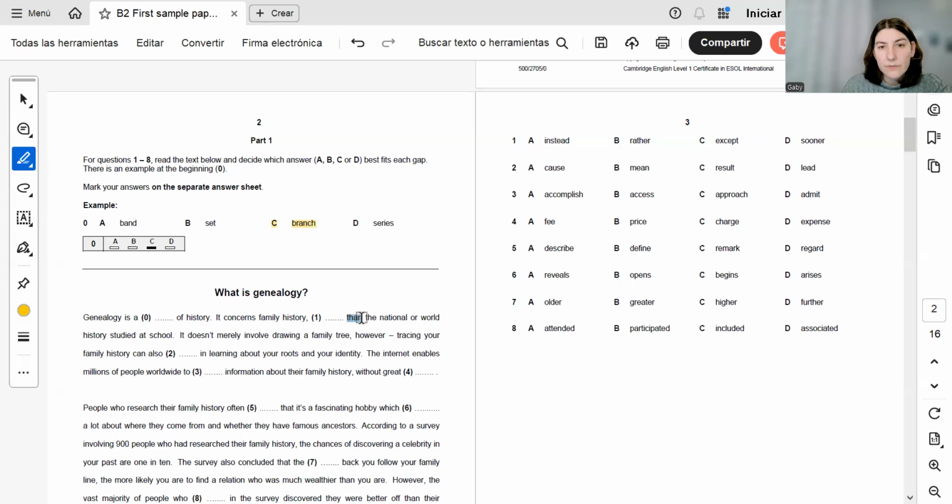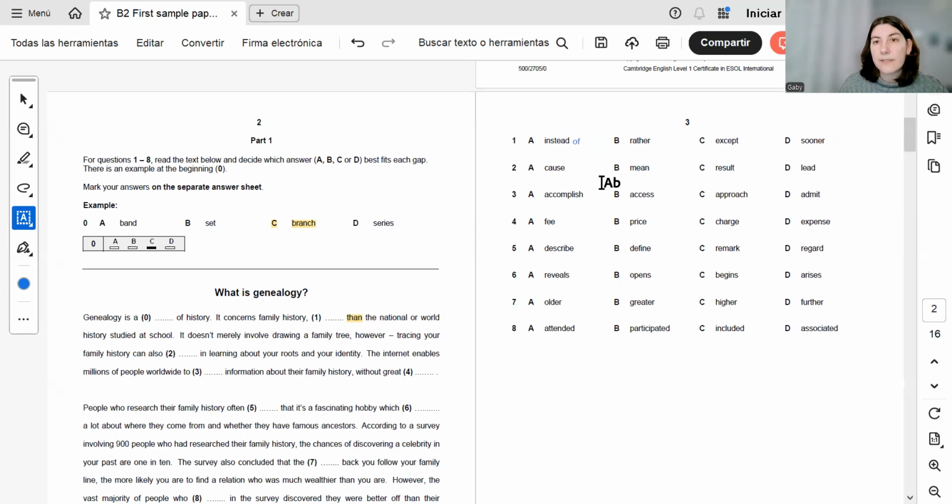And you have to look at the word that comes after. It could be a preposition, some connecting word. In this case, it's than. The national or world history studied at school. Okay, so we come over here and we have a look. Instead. So instead, what's the preposition that comes after instead? Usually it is instead of. So here we have done.